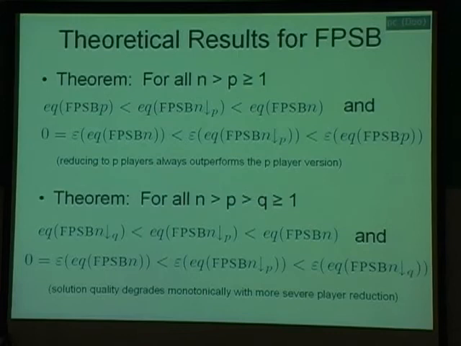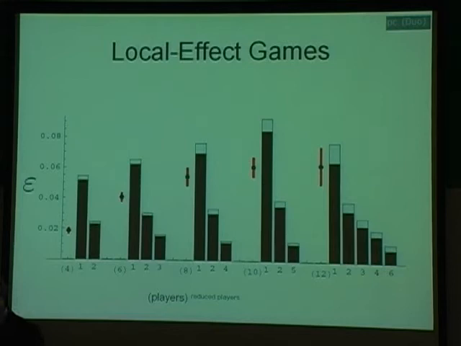So we proved that in FPSB, if you have an n-player game, but computationally you can only handle p players, then they're always better off with the p-player reduction than the actual p-player version, both in terms of absolute closeness and epsilon. And for FPSB, solution quality degrades monotonically with more severe player reduction. So those are reassuring results for FPSB, but of course we don't actually need to approximate FPSB. We can solve that for any number of players.